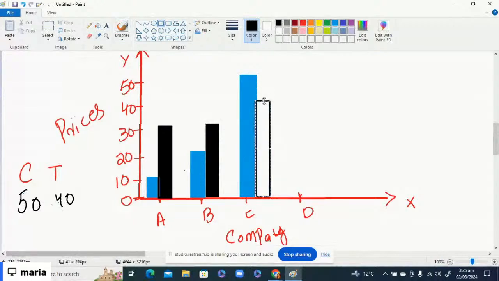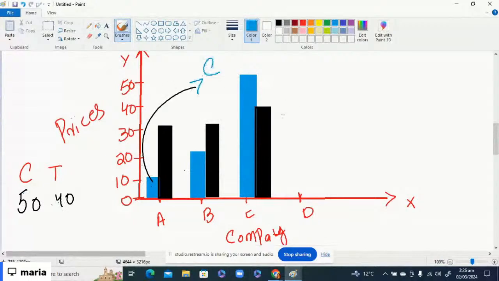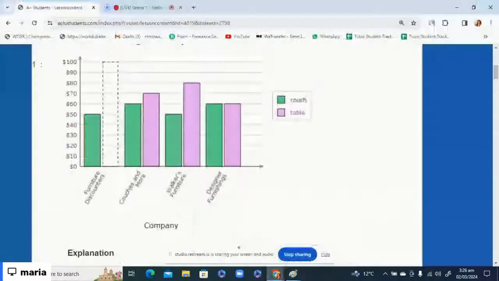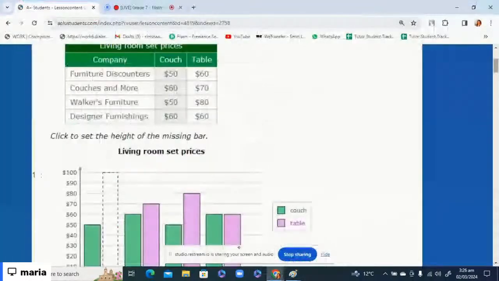And where is 40? It's a bigger one, like here it's 40. Okay, so now we're going to draw for the 40. The blue one basically shows the couch, and the black one basically shows the table in each of it. In this way we are going to draw the bar graph. Hope you understand this one.